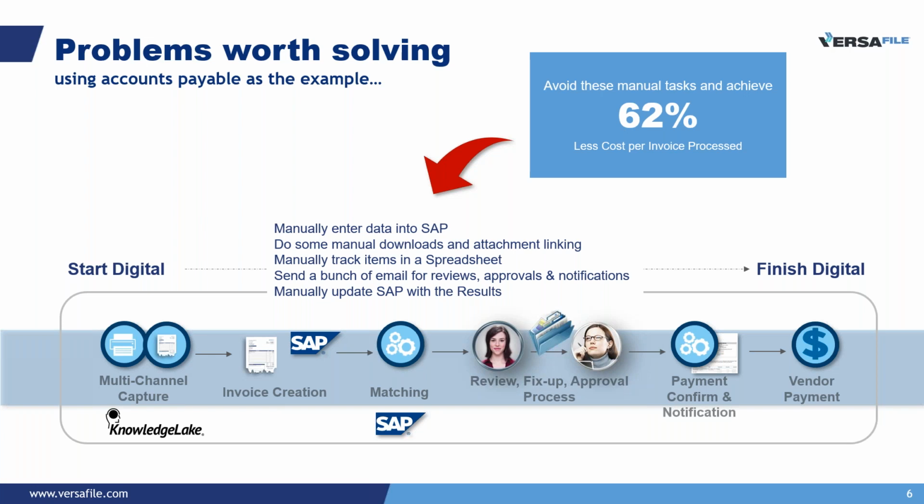So in this scenario, which can be readily replicated with many financial processes that Bob's talked about already, in the end, what it's really helping you do is eliminate manual data entry, eliminate all those manual downloads and attachment linking that you're doing today, eliminate spreadsheet tracking, eliminate email-based reviews and approvals, and then minimize manual updates within the SAP invoice record itself. All of this drives cost savings, with one customer reporting invoice processing costs reduced by 62%. And that's the big number you see on the screen there. And we'll talk about that case study in a moment.